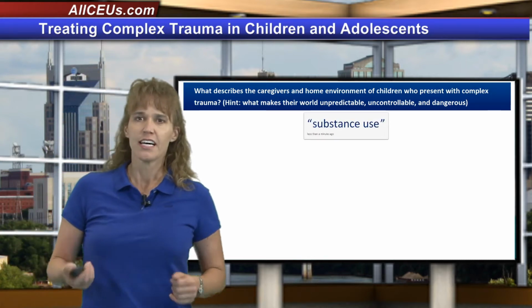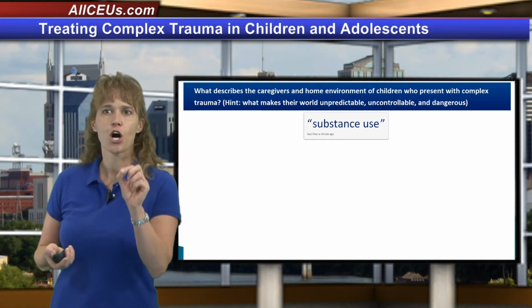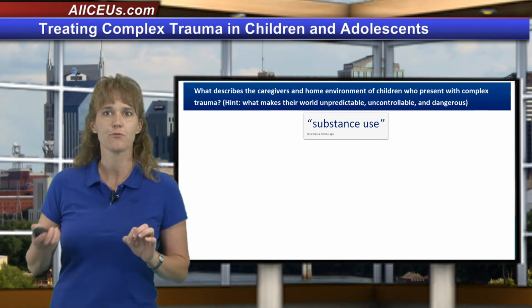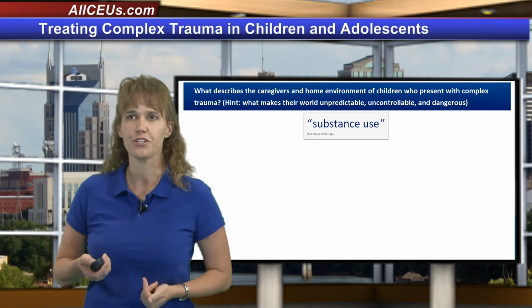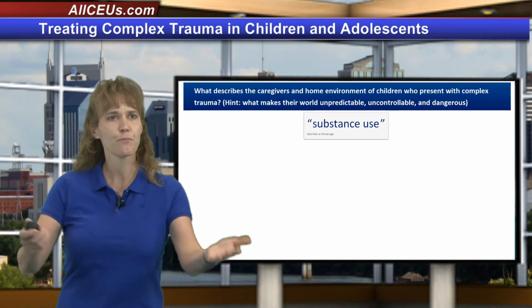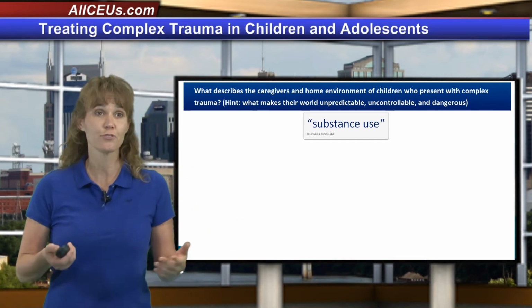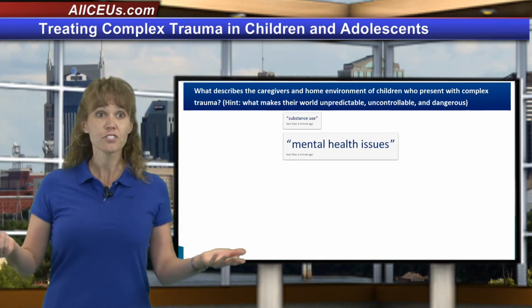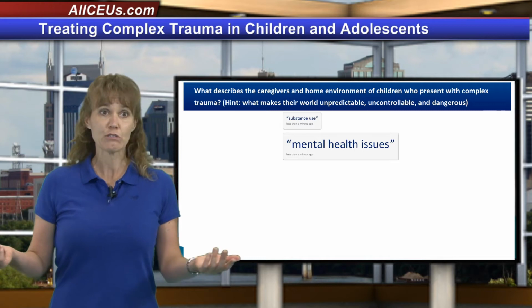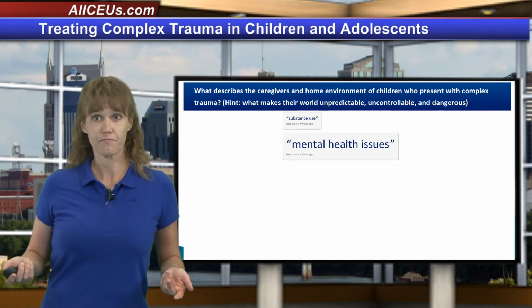So the question: what describes caregivers and home environments of children who present with complex trauma? The first response is substance use. Yes. Unpredictable and uncontrollable. I don't know when mom's going to be sober. I don't know when she's going to be passed out. I don't know if she's coming home tonight. And I don't know who she's going to bring with her.